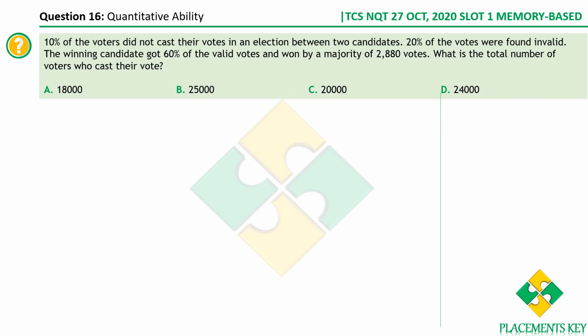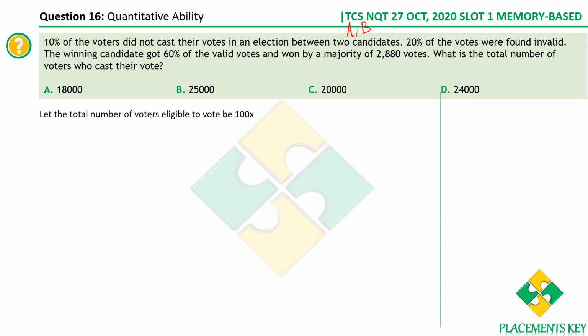Fine. 10% of the voters did not cast their votes in an election between two candidates. So if there are only two candidates, let's say A and B. Now 20% of the votes were found invalid. Out of so many people who have voted, 20% were invalid, and the winning candidate got 60% of the valid votes, and he won by a majority of so much. What is the total number of voters who cast their vote?